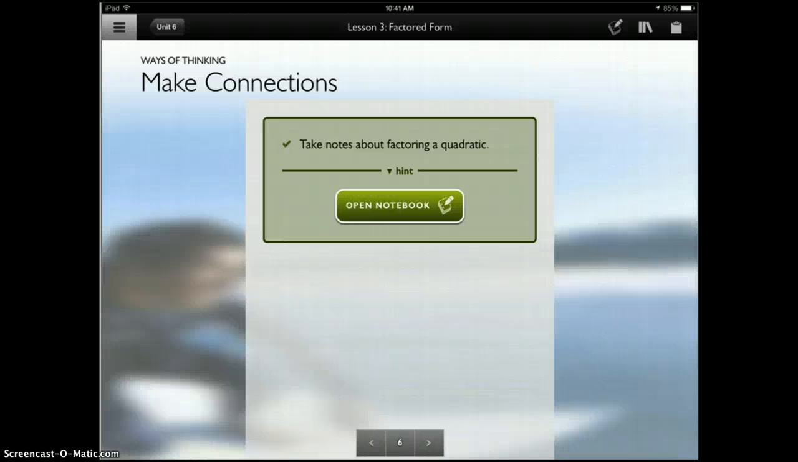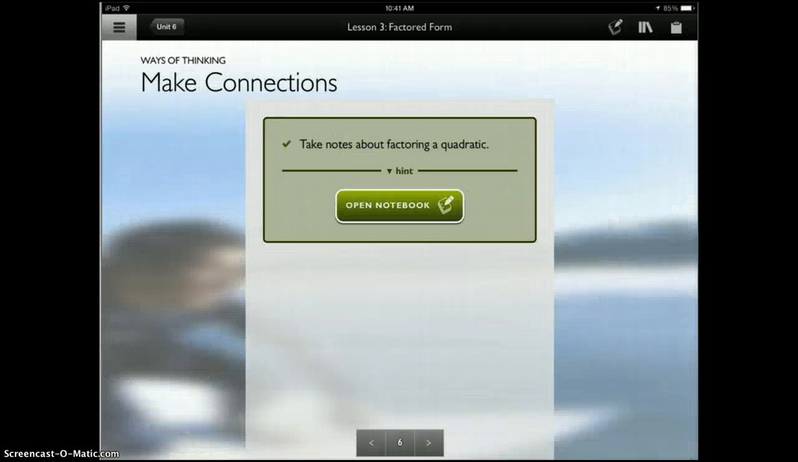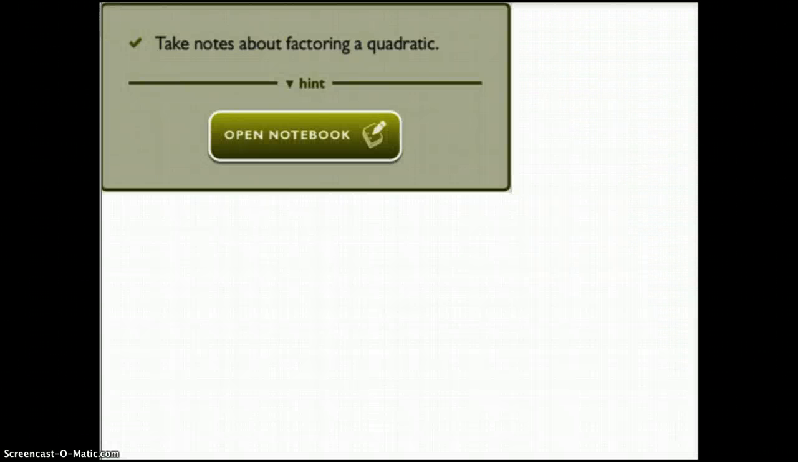Okay, ways of thinking. Making connections. Take notes about factoring a quadratic. Okay, so factoring a quadratic equation. Do you know how to do it? Let's open up the notebook. You're going to click here, and we'll take notes. When you hit the hint button, what does it say?